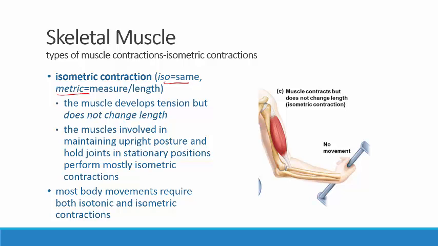Interestingly, most body movements require isotonic and isometric contractions. You're doing a movement perhaps, but you have to stabilize your body or the muscles that are doing that movement. Stabilization is done with isometric contractions. Okay, so isotonic contractions, concentric or eccentric. Isometric contractions where no movement is generated.